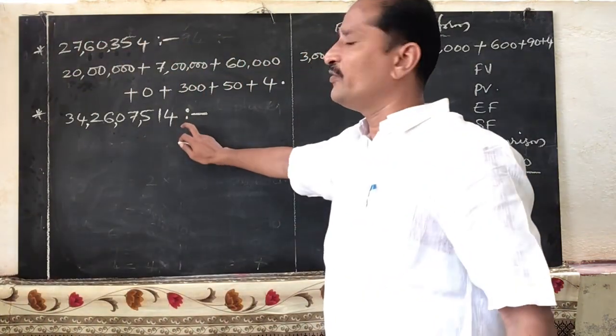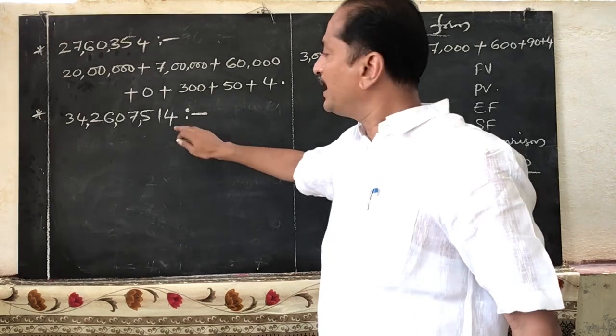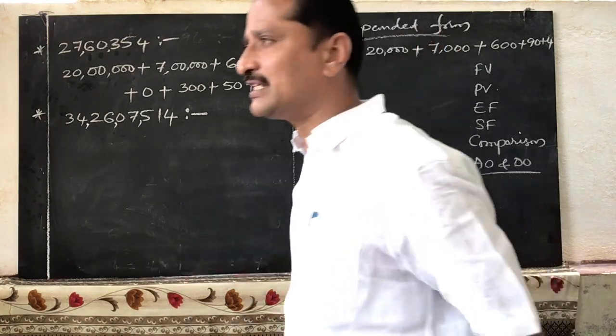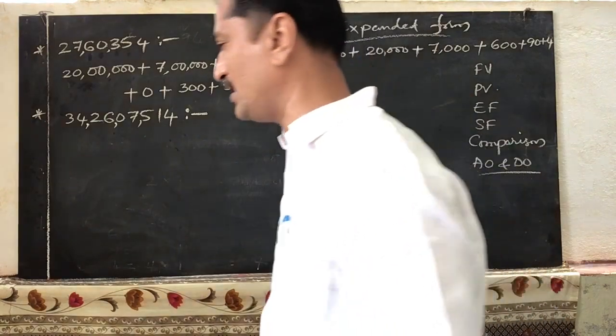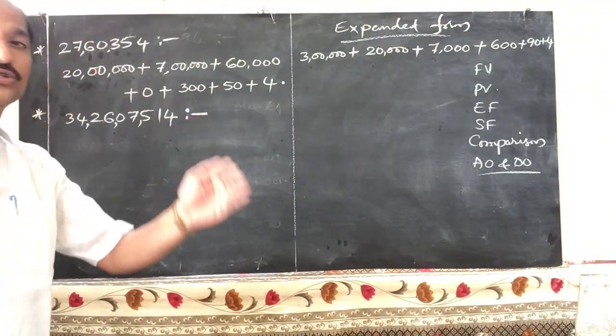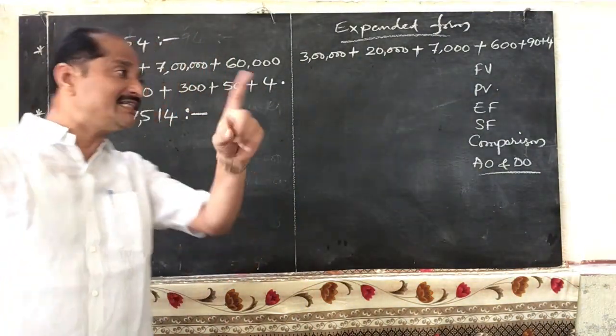Why? Because here we have written in Indian system of numeration. Next we can write in international system also. The same number we can write in international system also. Place value. Now how to place zeros? So how to divide them into zeros? That is very, very important.